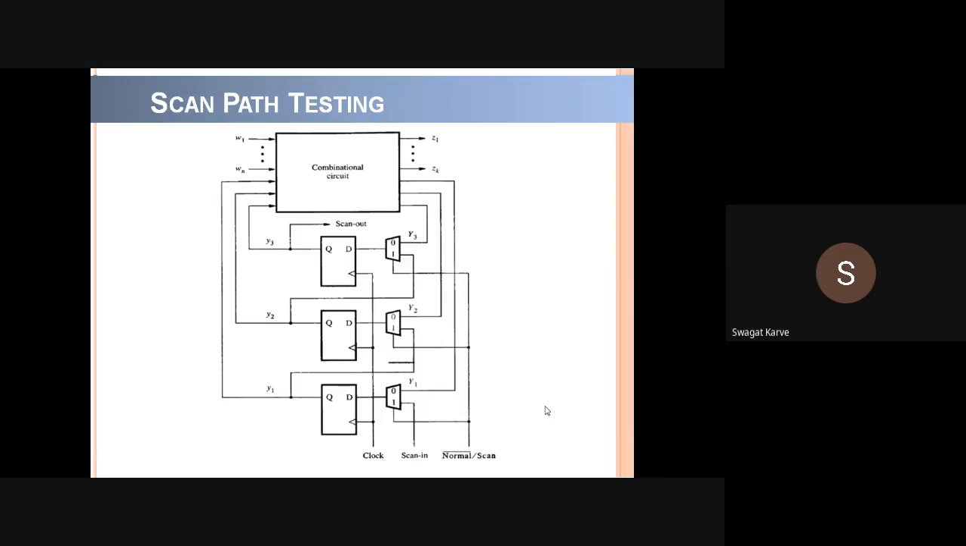That particular combinational circuit is your DFT, actually design under test, or design for testability, you can say DFT. That means the particular IC, ASIC or chip that you want to test is nothing but the DFT, designed for testability. Now with this scan path method, the observability, that means what?